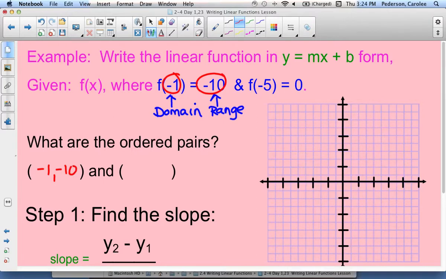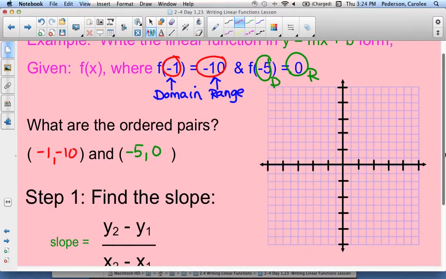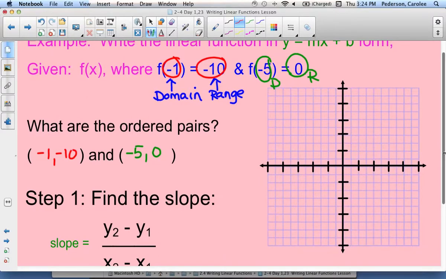Then the second ordered pair is f of -5, so that's your domain. And then your range, what you get out, is 0. So that's your second ordered pair, -5, 0. So let's come over and graph these ordered pairs. This first ordered pair is -1, -10.